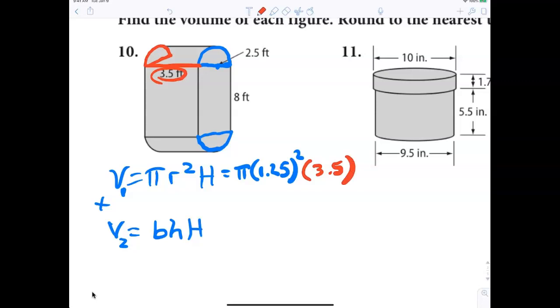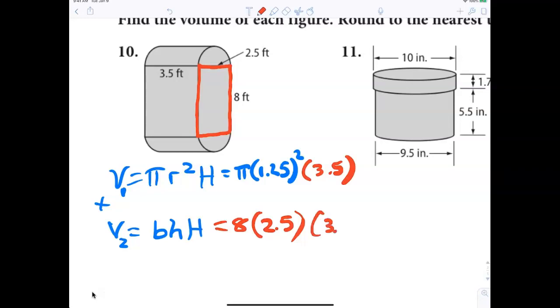Okay, now I'm going to erase this so I can see it better. I need the little b and the little h for the rectangle. Now again, to me it was always beneficial to draw the rectangle. So what's the base and height of that rectangle, Sean? That's exactly right. So it'd be 8 times 2.5. Now what's the height of the rectangular prism? Yes, it is the same, of course, 3.5.